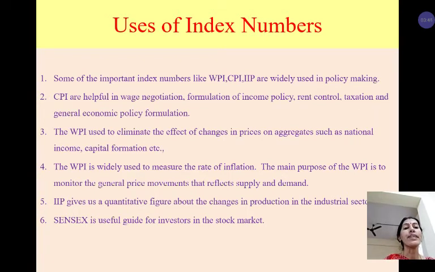And IAP gives us a quantitative figure about the changes in production in the industrial sector. So you know the index of industrial production. As I said in the class, industrial production is used to measure the output in different companies which are producing a particular commodity. So you can identify the changes.